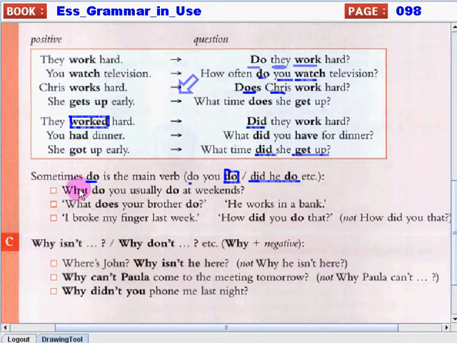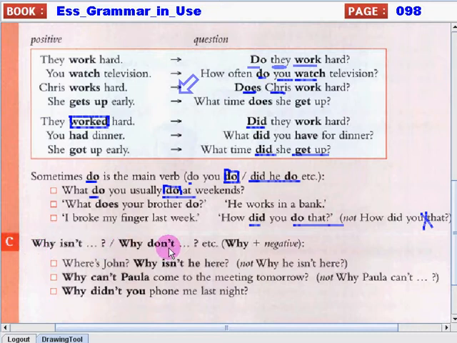What do you usually do at weekends? Do, you do. That's our main verb, right? What does your brother do? He works in a bank. I broke my finger last week. How did you do that? You cannot say, how did you that? Okay? No main verb here. It's missing. Alright?